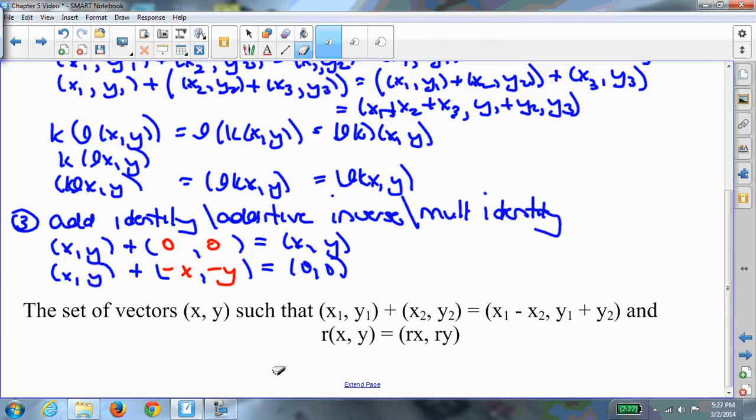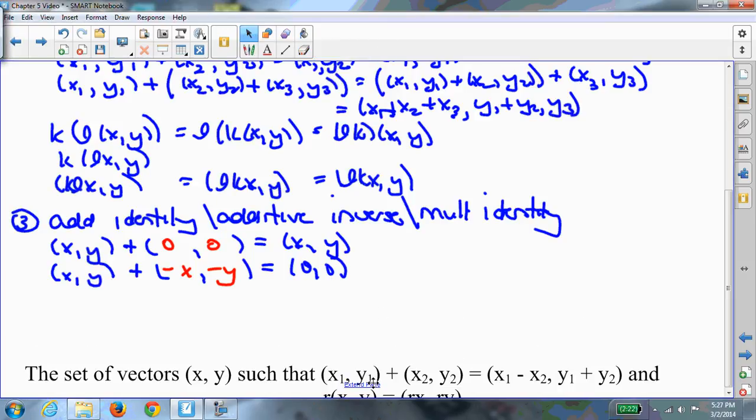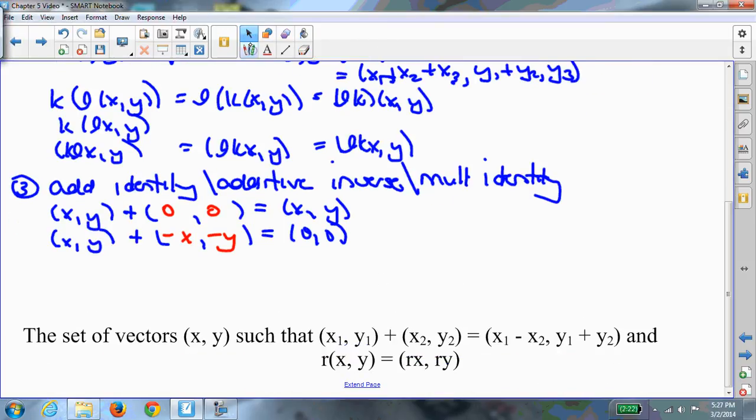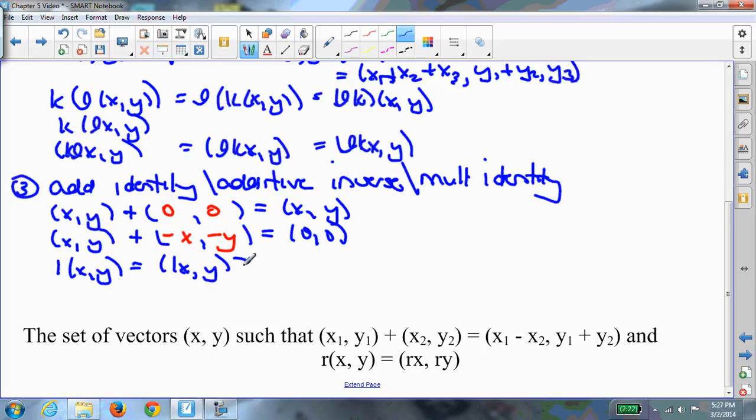Lastly is the multiplicative identity. The multiplicative identity states that I can take 1 times xy and still get xy. And in this case it's true because you get 1x comma y, which is xy. So the additive identity, the additive inverse, and the multiplicative identity, all those properties hold as well.